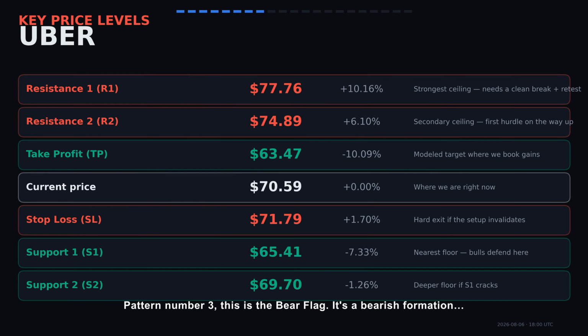Support and resistance next, because a signal without levels is just an opinion. On this slide, you've got 2 resistance levels above price, 2 support levels below, plus our TP and SL inside that range. If price breaks above R1 cleanly and holds it, that's the green light for the upside scenario. If it cracks below S1 instead, the long thesis is broken and you stand aside. The TP and SL aren't arbitrary numbers. They sit at logical inflection points, which is why this map matters more than any single indicator.